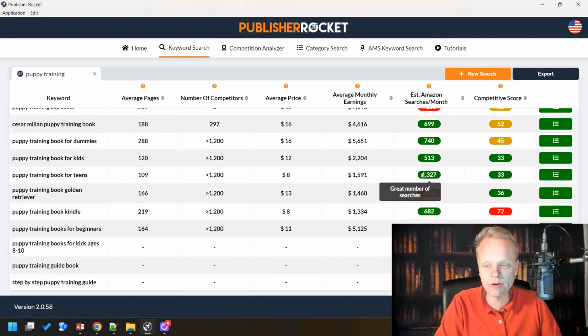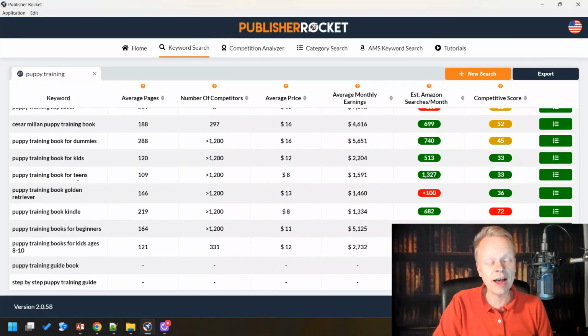But here we go. This is our very first green one. Puppy training book for teens. If I were going to be doing a puppy training book based upon the results that I'm seeing in Publisher Rocket, puppy training for teens may in fact be the target market that I should be using in the exact keywords. Don't get clever in the keywords. You're going to have that as the primary title of your book for puppy training, because you can see that it has a lot of searches going on and the competition is low, and the average monthly earnings are $1,591. This is a perfect category.